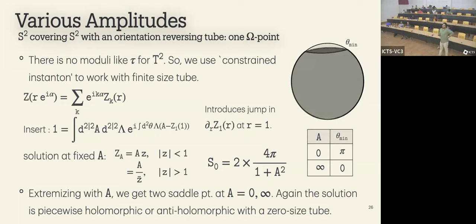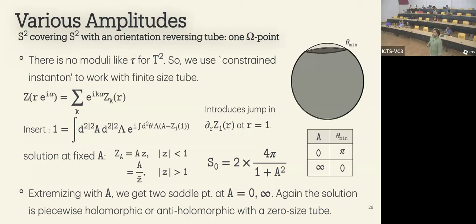It's a complicated name, but basically what it does is it fixes the size of the tube in the solution. So let's say capital G is the target space coordinate, the target space position, okay? And R e to the power I phi is the worldsheet coordinate. This is the stereographic complex coordinate of the worldsheet, okay? Now, any arbitrary function of capital G or the small g can be Taylor expanded in the alpha. Alpha is the angular coordinate, like this.